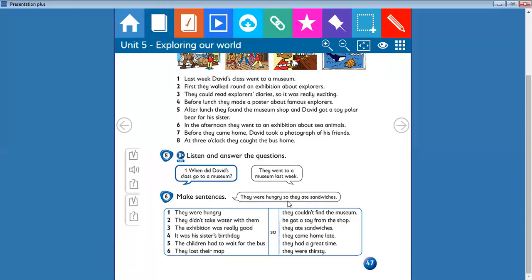And what does it mean, so? They were hungry. Yes, so they were hungry. But what came after? So they ate sandwiches. This action came after this one, because of this one. So, okay?